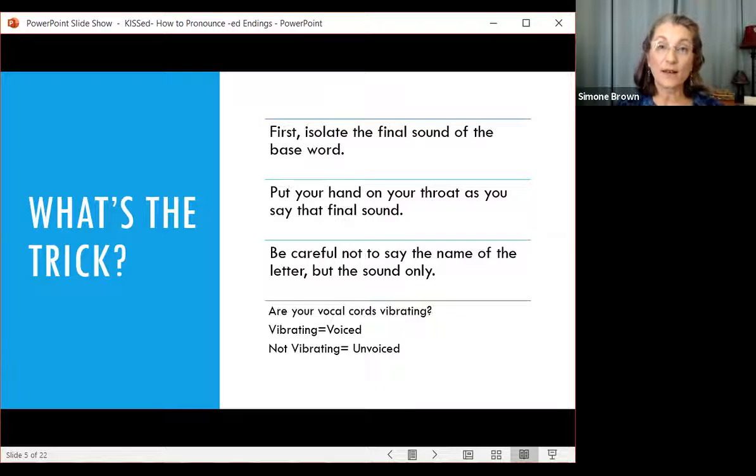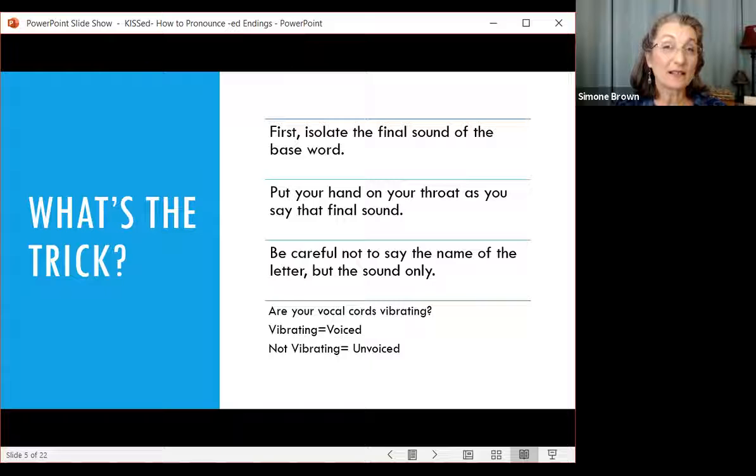So let's try another word, the word learned. Okay, so the final sound is the N sound, or mm. Now put your hands on your throat and let's say the N sound. Mm, mm. Do you feel your vocal cords vibrating? Yes, you do. So let's do both of those. Let's do the S. No vibration. Yes, vibration. So you have a voiced sound and an unvoiced sound.